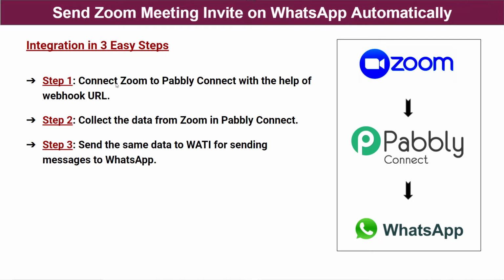We have step 1, that is, connect Zoom to Pabbly Connect with the help of a webhook URL. First of all, you are going to log into Pabbly Connect, and then you are going to integrate Zoom and Pabbly Connect with the help of a webhook URL. This can be done by copying and pasting the webhook URL from Pabbly Connect into Zoom.